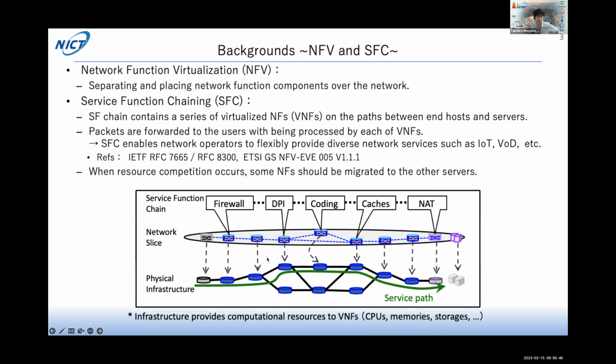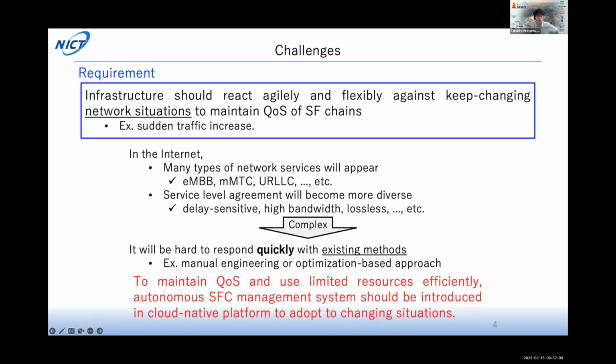Physical infrastructure provides computational resources to VNFs, such as CPUs, memory, and so on. When resource competition occurs, some functions should be migrated to other servers that have sufficient resources. To maintain quality of service of each chain and to keep using resources efficiently, infrastructure operators should react to changes of network conditions, such as cases when traffic suddenly increases or network failure occurs.